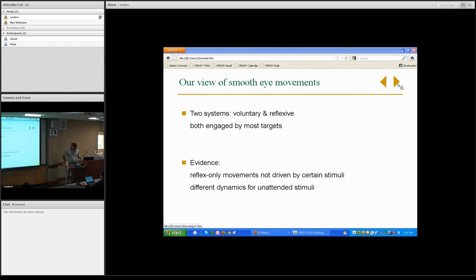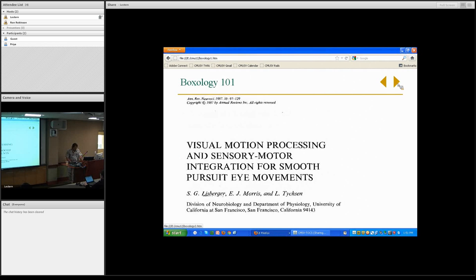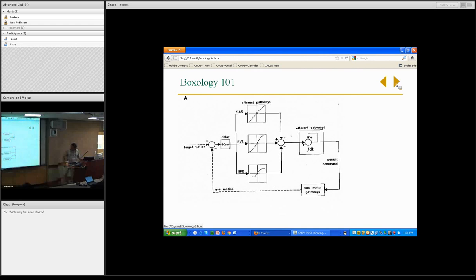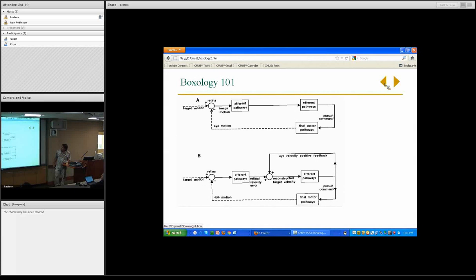So now we'll just get into the details. I'm going to start with a figure from a somewhat old review paper on smooth pursuit from a lab up in San Francisco. This figure up above shows the basic control loop. And is this a pointer?